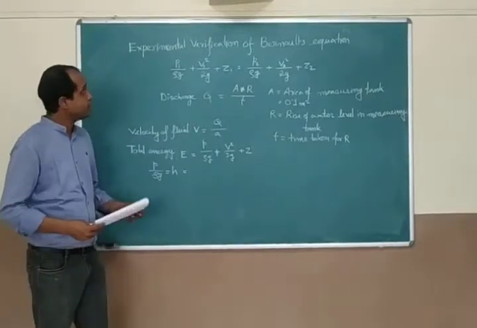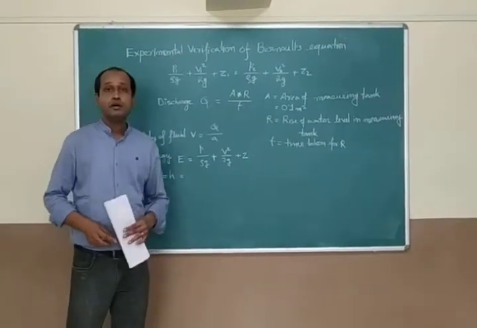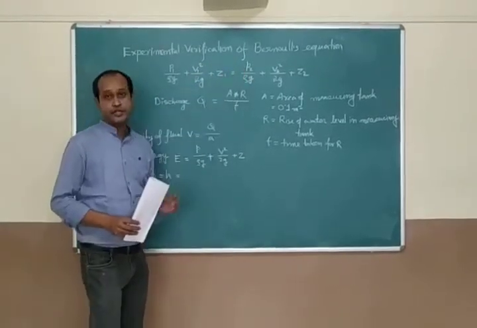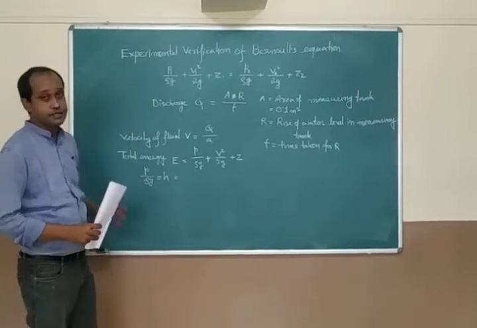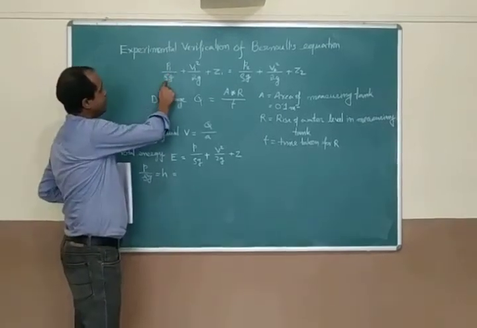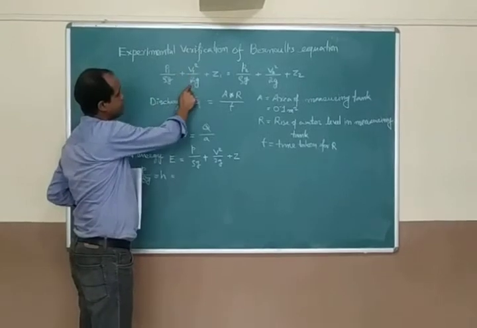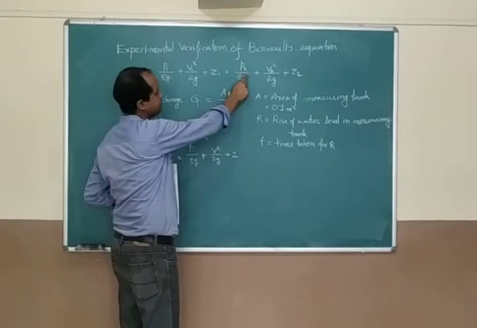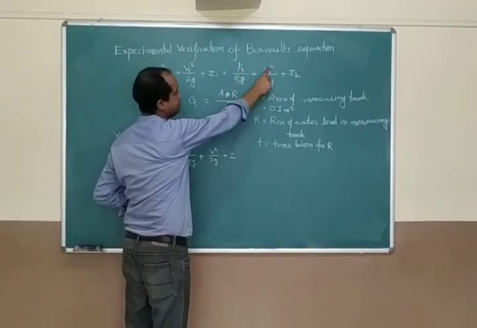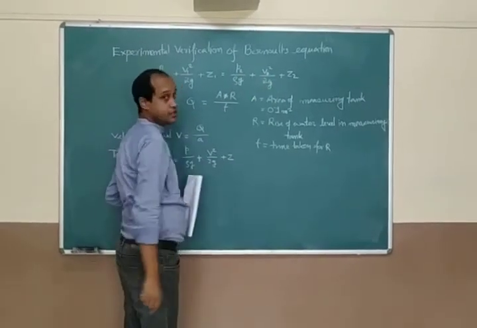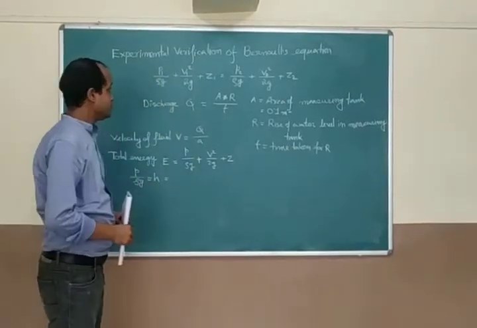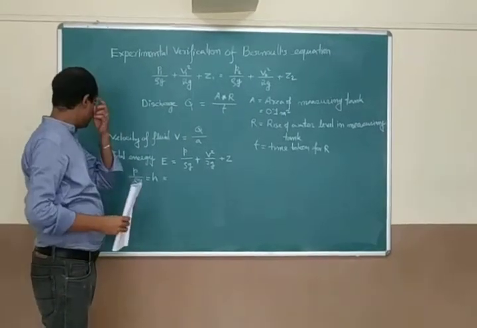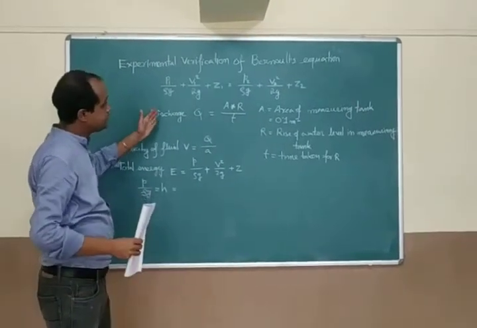Dear students, today we will do our experiment number 3, experimental verification of Bernoulli's equation. As you know, Bernoulli's equation is P1 by rho g plus V1 square by twice g plus Z1 is equal to P2 divided by rho g plus V2 square by twice g plus Z2. So this is the Bernoulli's equation for section 1 and section 2. So basically the total energy remains constant.